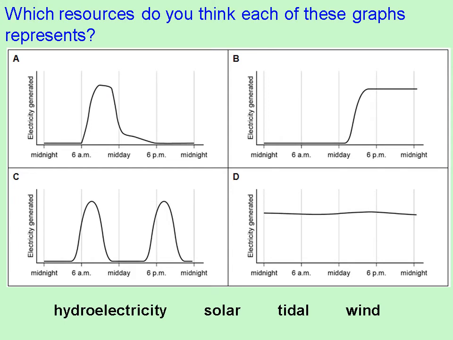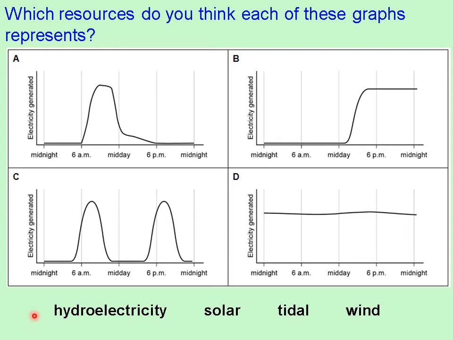Okay, so hopefully now you'll be able to match up these energy resources here along the bottom with these graphs A to D. Each of the graphs shows the amount of electricity generated and the time of day. So pause the video and see if you can match each one of these resources at the bottom to one of these graphs.